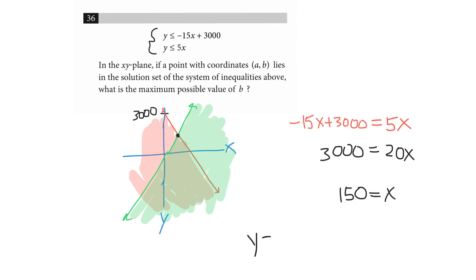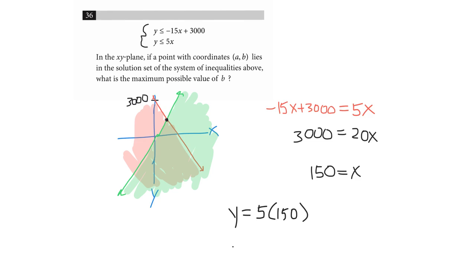looks great. And we're going to turn it into an equation because we actually want to know, what does y equal when x is 150? So we're going to set y equal to 5 times 150, and that's going to give us the answer. Y therefore equals 750. So that, my friends, is the answer. We could say b equals 750.